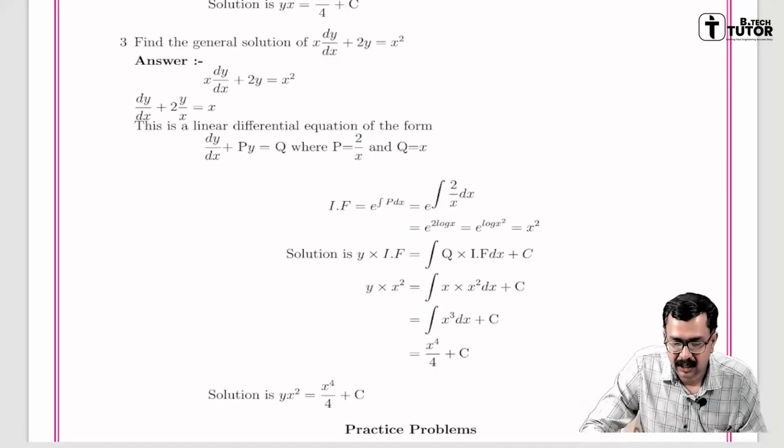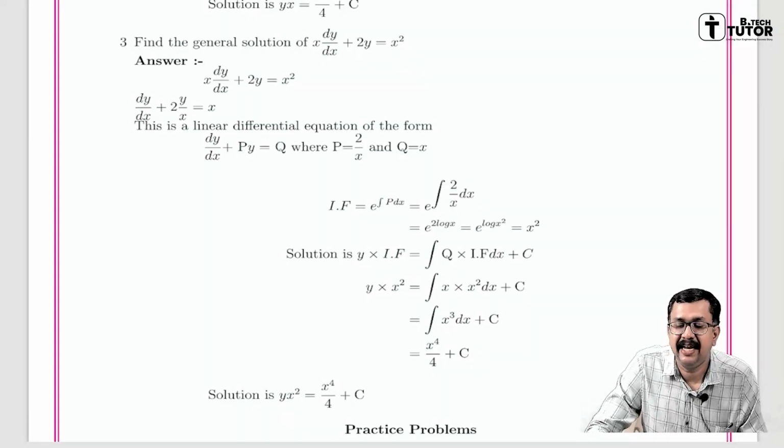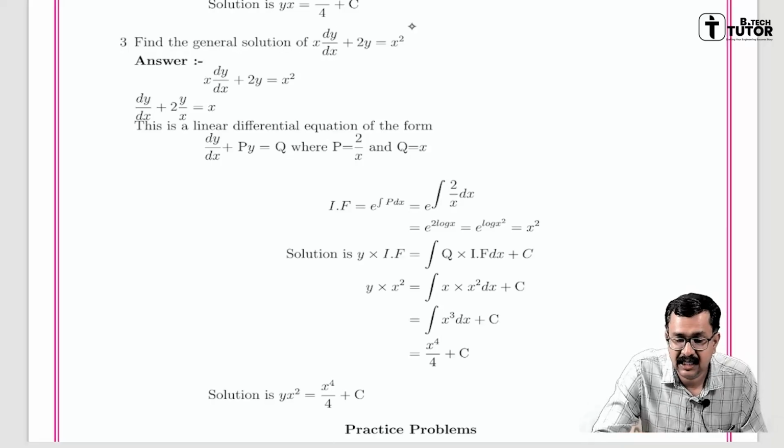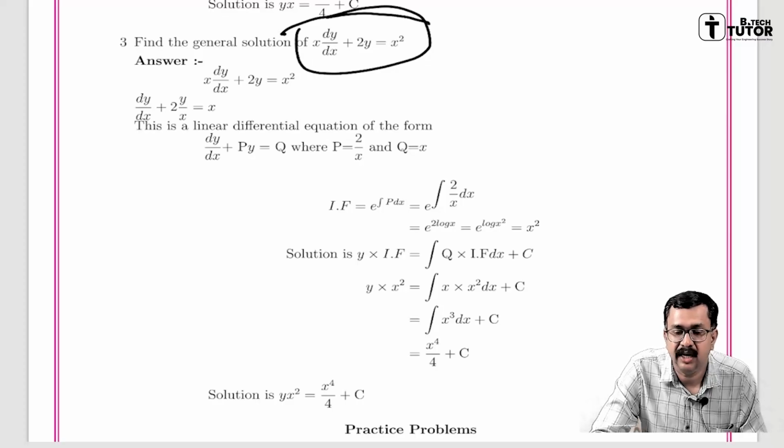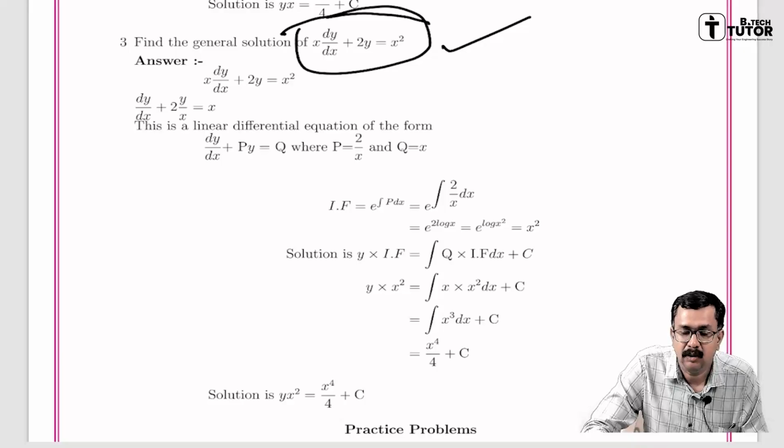Okay, listen. Next question is: find the general solution of the equation x into dy by dx plus 2y equals x square. x into dy by dx plus 2y equals x square. How to solve it?